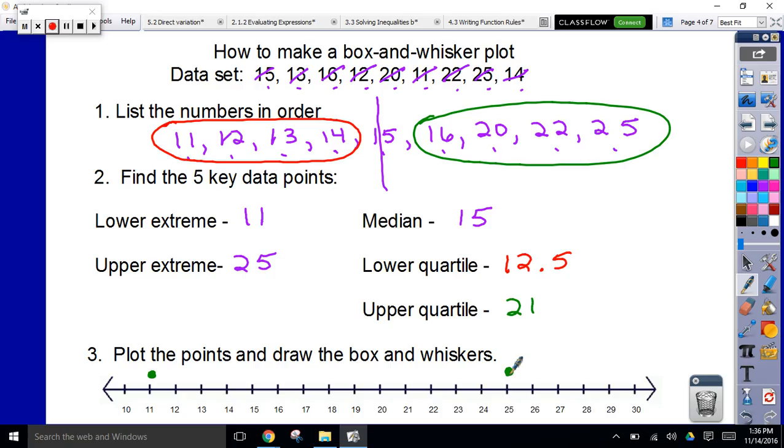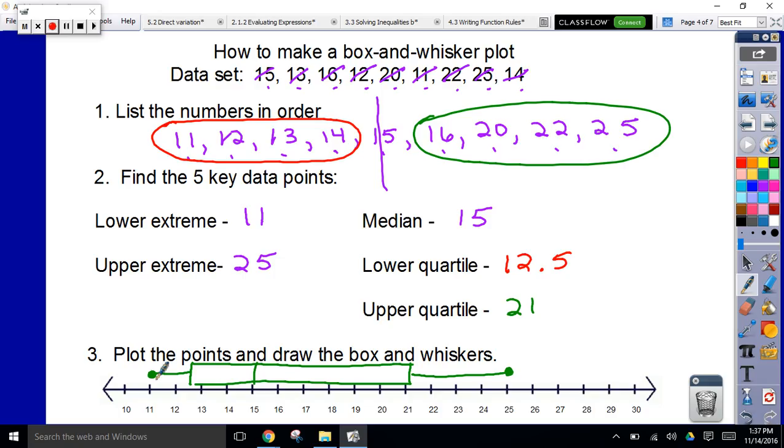The median gets a line. The lower quartile gets a line. So 12.5 is going to be halfway between 12 and 13. Upper quartile gets a line. So everything gets a line except the upper and lower extremes. We put a dot there. You connect the 3 lines to make your box. And then you extend outward to your whiskers. Okay, any questions about how to do this?